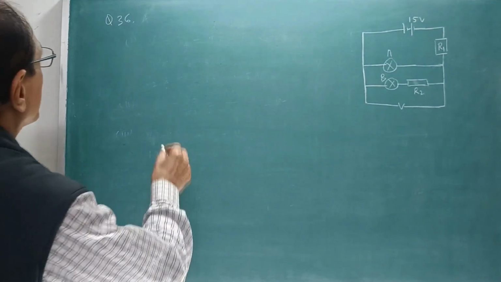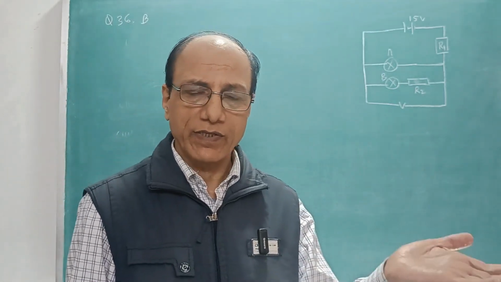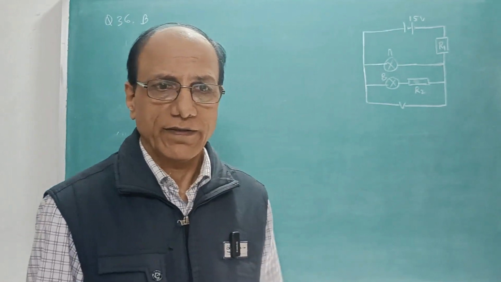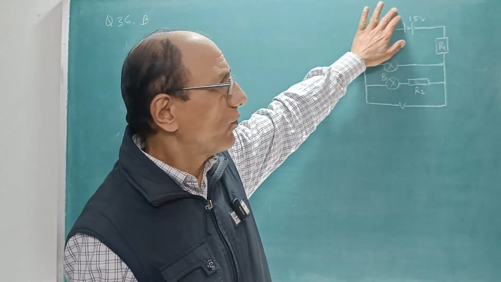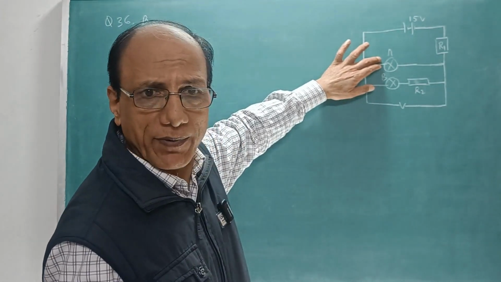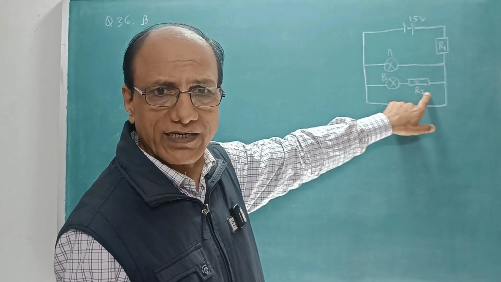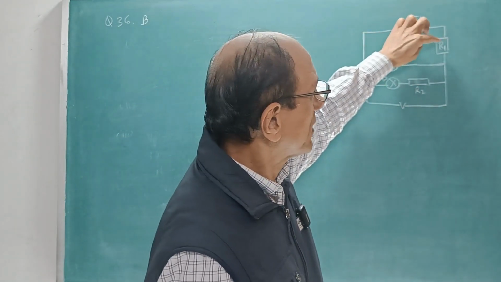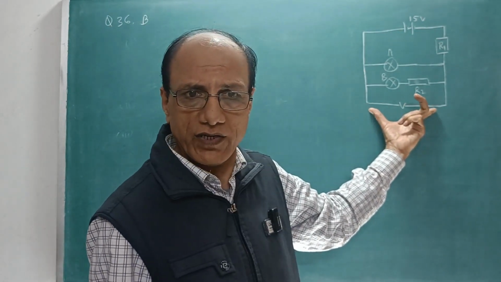Question number 36, B part. Although you have to attempt only one, I am giving you both the solutions. So here this is a diagram. Here we have 15 volt. Here the lamp A and lamp B. With lamp B, a resistance R2 is connected, and in the main circuit this resistance R1 is connected. So here is the voltmeter V.